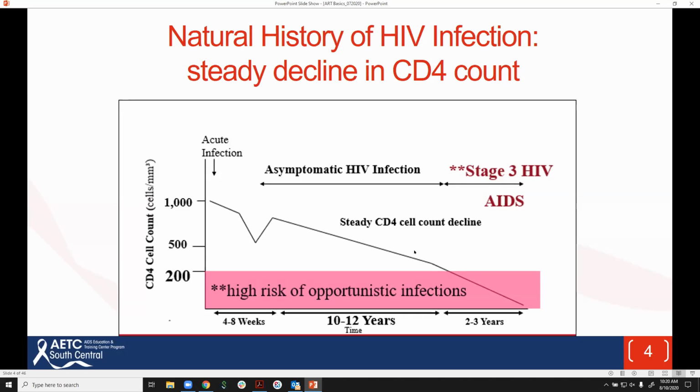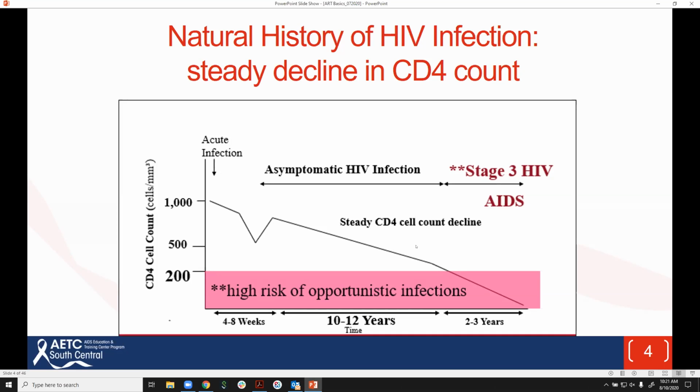And most people who do not have other medical conditions that would drop their CD4, it takes about, on average, a decade to go from a normal CD4 count to one that's less than 200. And less than 200 is our stage 3 HIV. And at that point, patients are at risk of opportunistic infections and malignancies. And so our goal, of course, is to have people in asymptomatic HIV with a normal CD4 count throughout their course. And so the earlier we start therapy, the less decline we're going to see in that CD4 count.